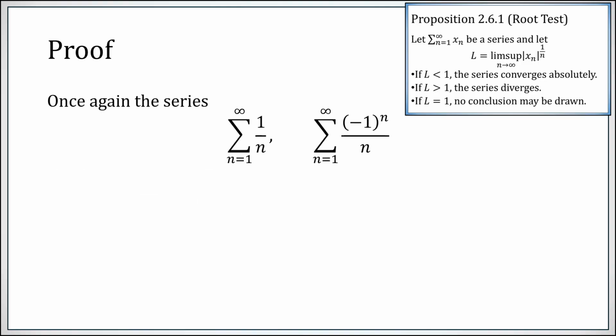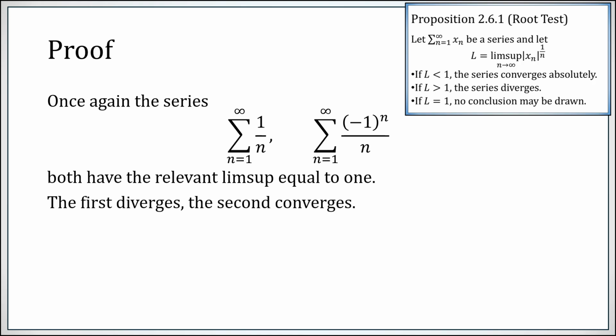And once again, if we look at the alternating harmonic series and the harmonic series, now the relevant lim sup, it's in fact a limit, of the absolute value of the term to the 1 over n is 1. And one of these series diverges and one of them converges. So just a nice little example to show that when this lim sup is equal to 1, do not attempt to draw any conclusion.